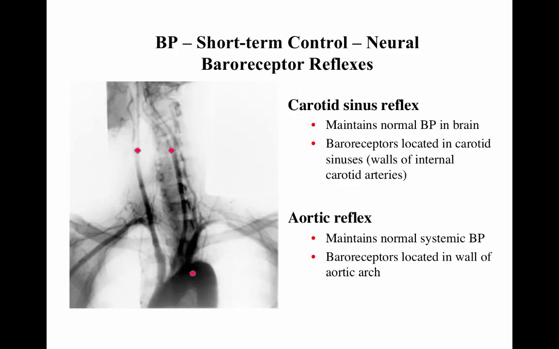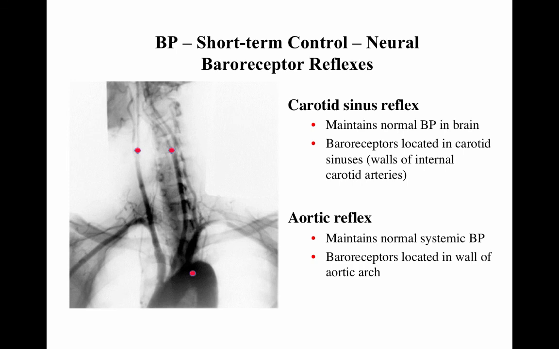If we look at the baroreceptor reflexes, some examples of this could be within the carotid arteries that are within the neck, as well as the aortic reflex within the aorta. The carotid sinus reflex maintains normal blood pressure in the brain using baroreceptors that are located in the carotid sinuses, or the walls of the internal carotid arteries, to communicate stretch. If blood pressure is too high or too low, the stretch will indicate that, and correct measures can be instituted through response to these reflexes.